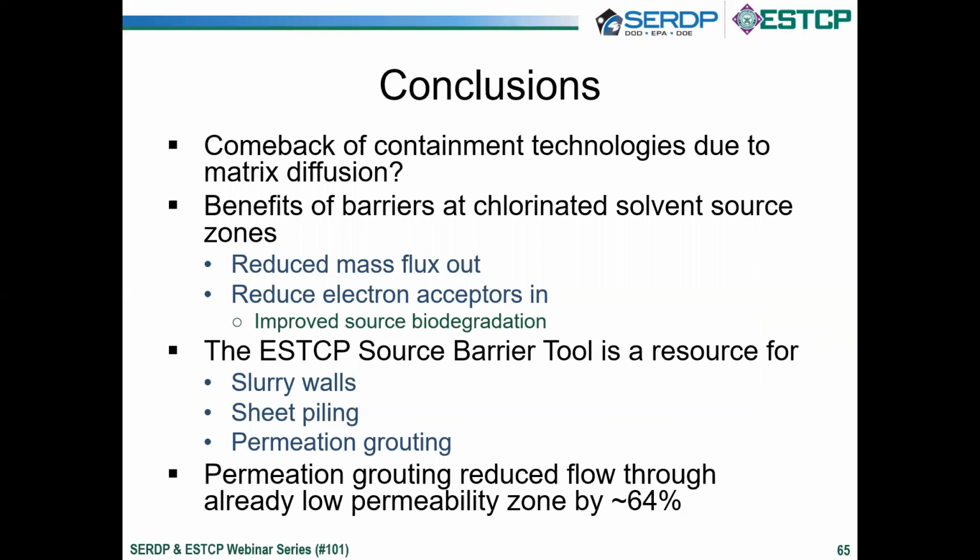To conclude then, because of matrix diffusion, these chlorinated solvent sites are more difficult to treat, which may mean a comeback of containment technologies. Installing a barrier around a source zone can have two key benefits. First, it would reduce the mass flux down gradient of the barrier, and it can reduce the influx of competing electron acceptors, which would increase biodegradation rates within the source zone. Also, the source barrier tool can be a resource for evaluating if a barrier may be applicable at a specific site and to compare the different technologies available.